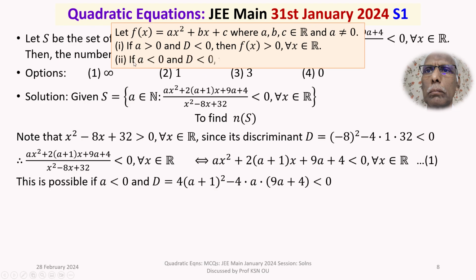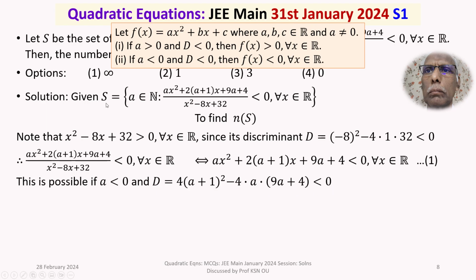The result is if a less than 0, that is the leading coefficient is less than 0, and the discriminant, that is b square minus 4ac, is negative, then f of x, that is ax square plus bx plus c, will be negative for all x belongs to R. Yes, this is true. When is this possible? When a is less than 0 and the discriminant is negative.